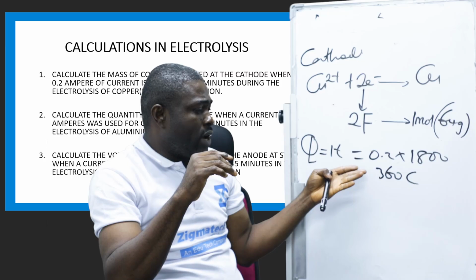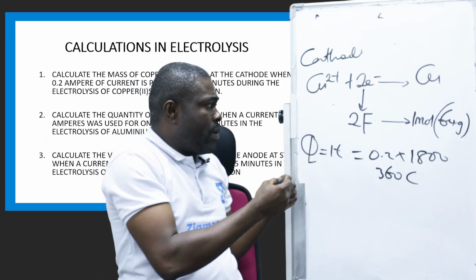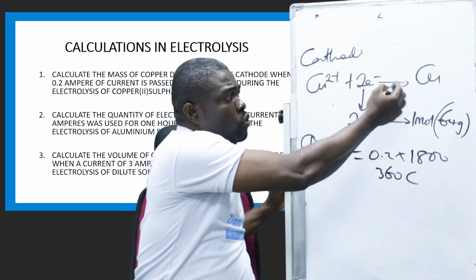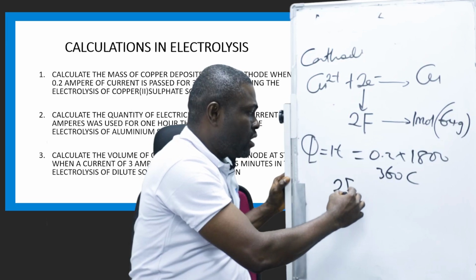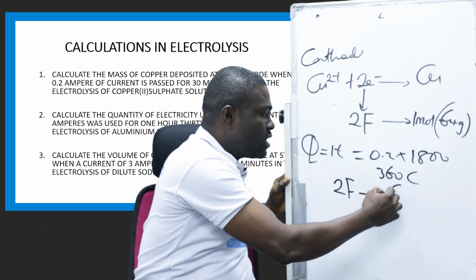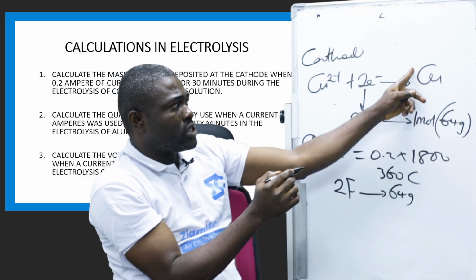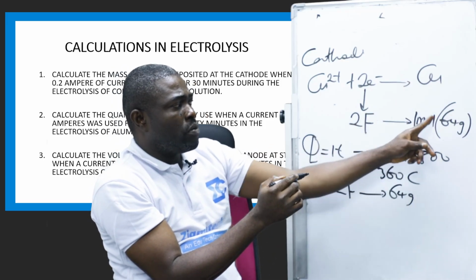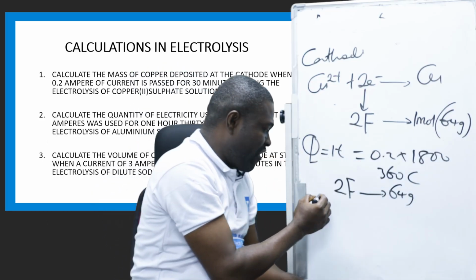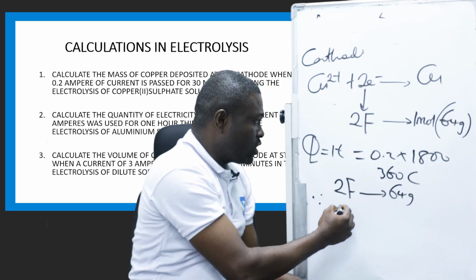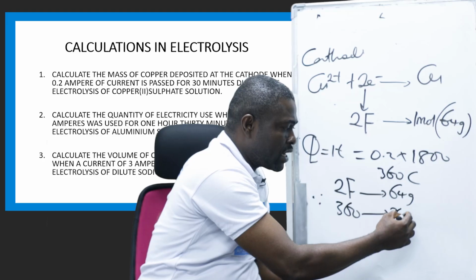So I have found that quantity, and my calculation now will come back. From the balanced ionic equation, I have it that 2 Faraday is to 64 grams. Don't forget how that 64 came about: here is 1 mole, and 1 mole is equivalent to the atomic mass of copper. Therefore, for the new quantity we calculated, which is 360 coulombs, what mass in grams will it give us?